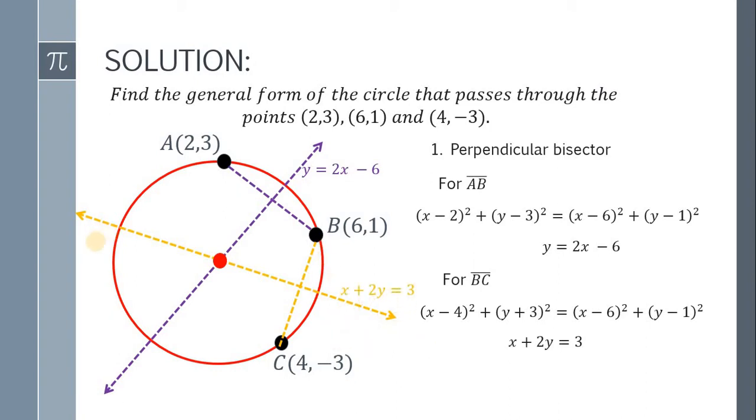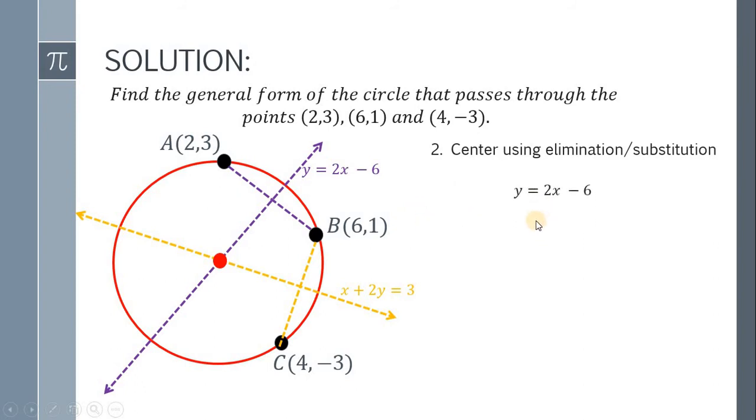Now, since we have the equations of the two perpendicular bisectors, we can now use the elimination or substitution method to find their intersection, and that intersection must be the center of our circle. So we have the line y = 2x - 6, and we have x + 2y = 3. Now we will use the substitution method because in our first equation, the y variable is already isolated. So we have x + 2y = 3, and then substitute the value of y, we get x + 2(2x - 6) = 3. Solve for the value of x, and we get x = 3.